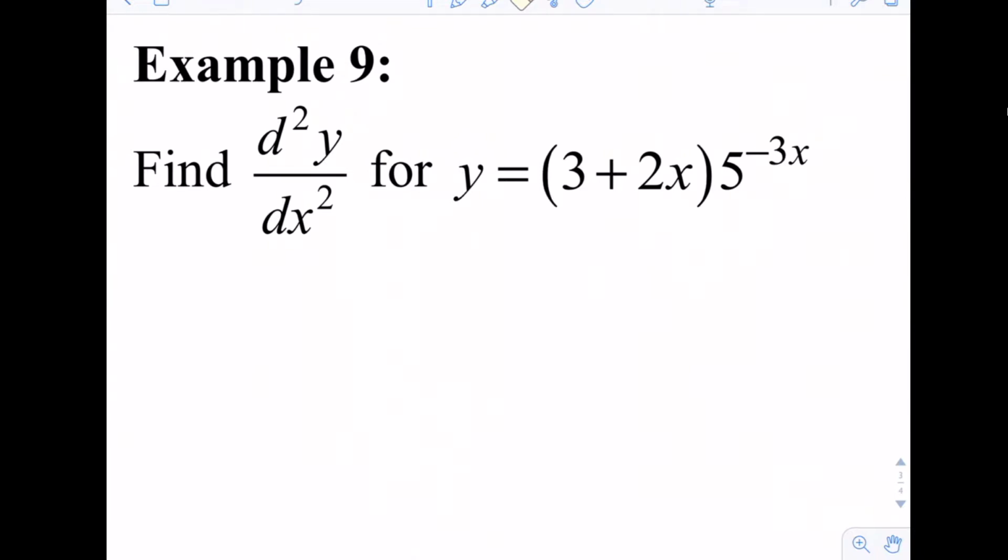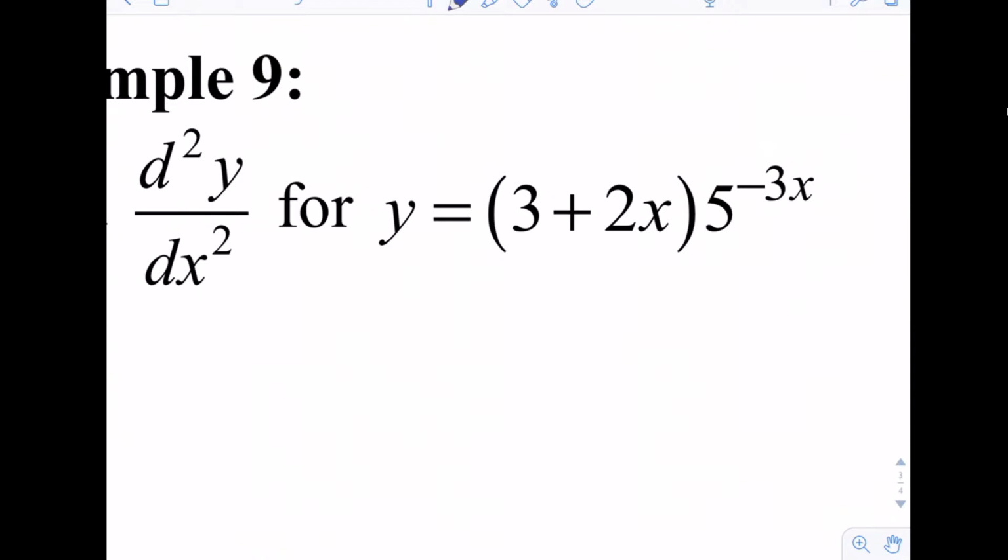Now, on example 9, we'll do the rest of these together. It says to find that. What is that? Second derivative, good, of y with respect to x for y equals this. Now, are we going to have to do this one implicitly? No, that one is explicitly solved for y as a function of x. That's good. But is there any way to go straight from y to y double prime? In general, no. So we're going to have to go through y single prime.